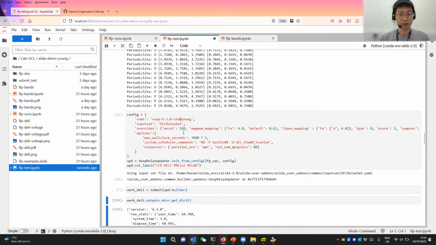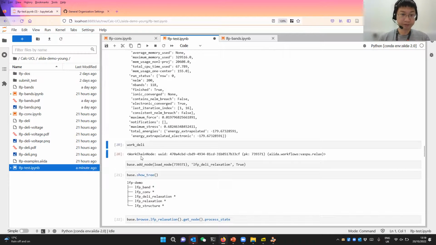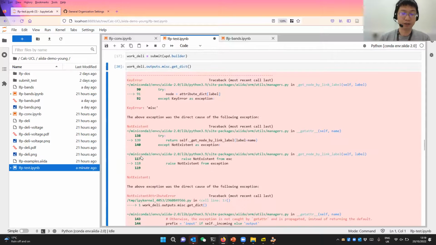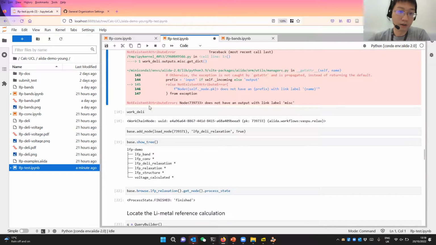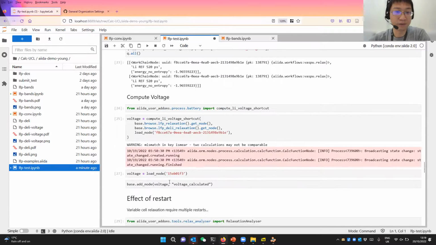I run this calculation again, and because I ran it yesterday, it's smart enough to have everything cached. Then I can just get the results straight away. If I run this, it probably will take a while to actually run the calculation. But yeah, so basically this is how I run the calculation.